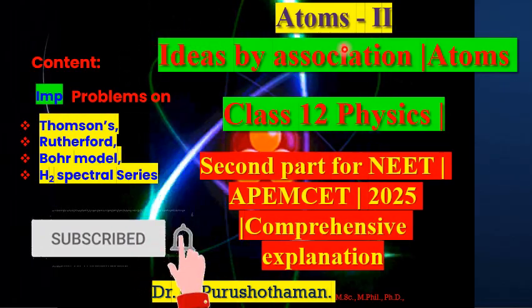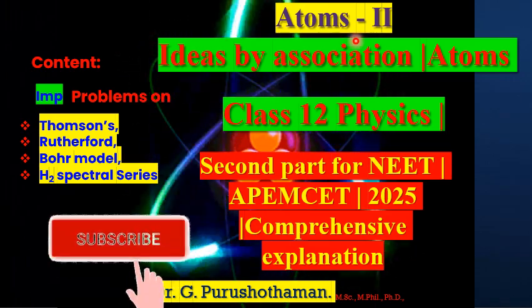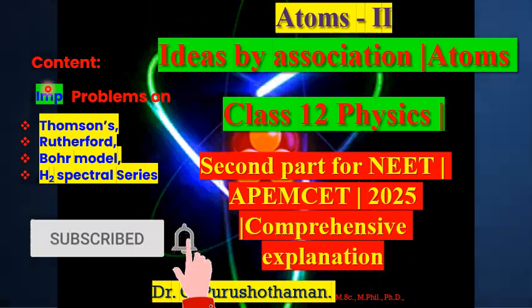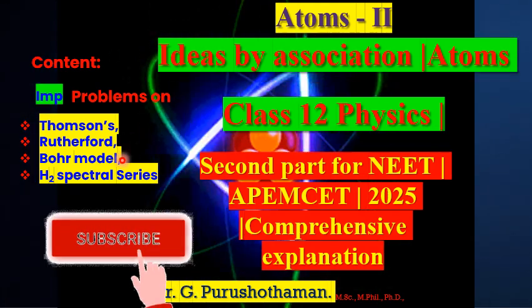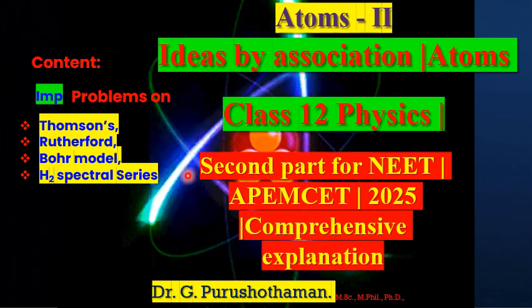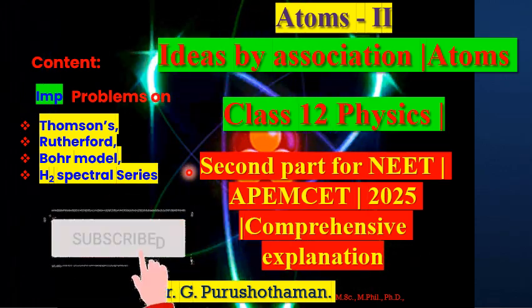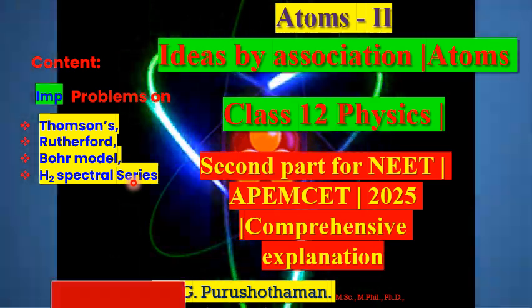This is the presentation of part two, the continuation of the last presentation about the atom. This is the second part, where I am going to cover the Rutherford model and the Bohr atom model, and some of the hydrogen spectral lines are also covered in this one. In addition, some of the important problems which were asked in previous year question papers are also discussed.